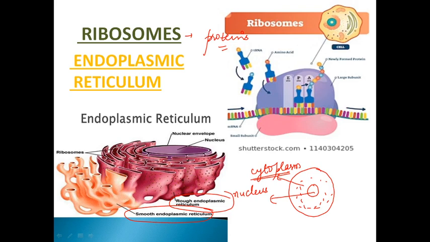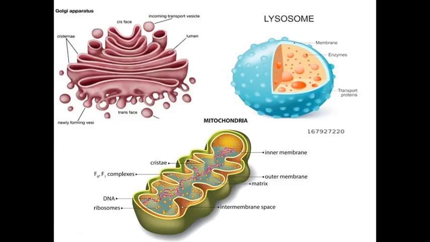Third, it connects the rough endoplasmic reticulum to the Golgi apparatus, which is one of the other organelles we will talk about. It also carries out various detoxification processes. So this is the function of the rough and the smooth endoplasmic reticulum.